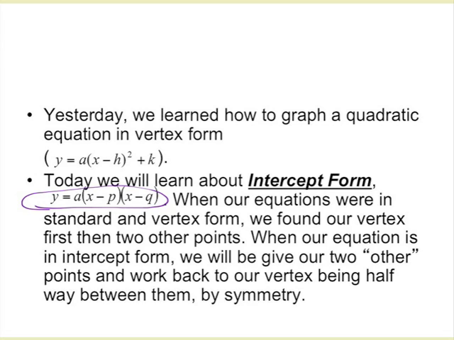The intercept form is going to give us 2 points right away that are going to be our intercepts on our x-axis. And those points are going to be the opposites of the numbers in the parentheses. So when we look at those parentheses, we're going to take the opposites of the numbers in them. Just like yesterday, we take the opposite of the number in the parentheses. We take the opposites of those numbers, and those are going to be our intercepts, or our points on our x-axis. And then our last thing we're going to do is find our vertex, which by symmetry should be halfway between them.